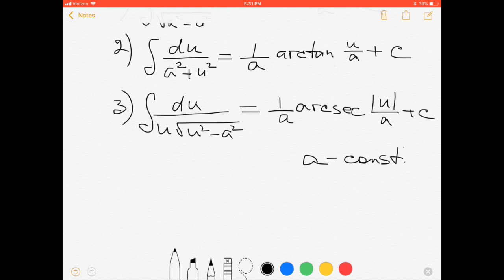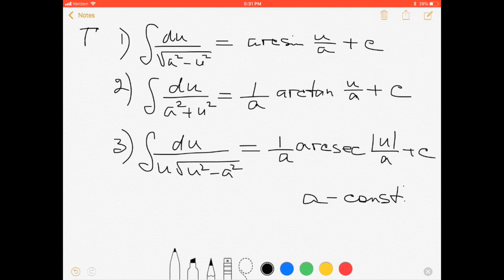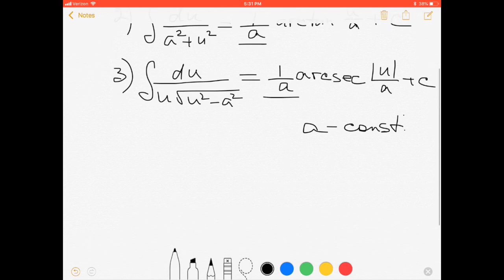Okay, great. Now let's prove some of these formulas, for example number 1. Before we start the proof, remember the coefficient 1 over a appears in the second and third formulas and is not in the first one. It's easy to remember.